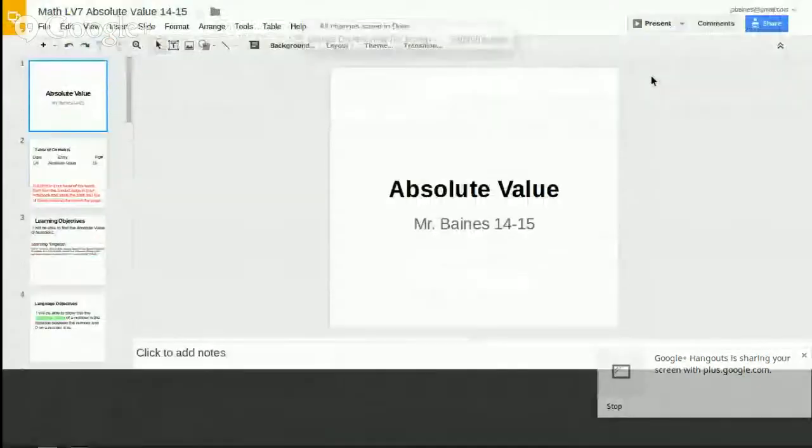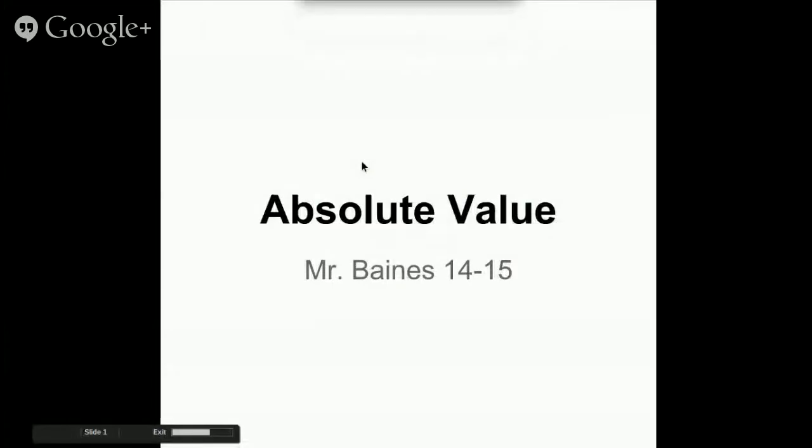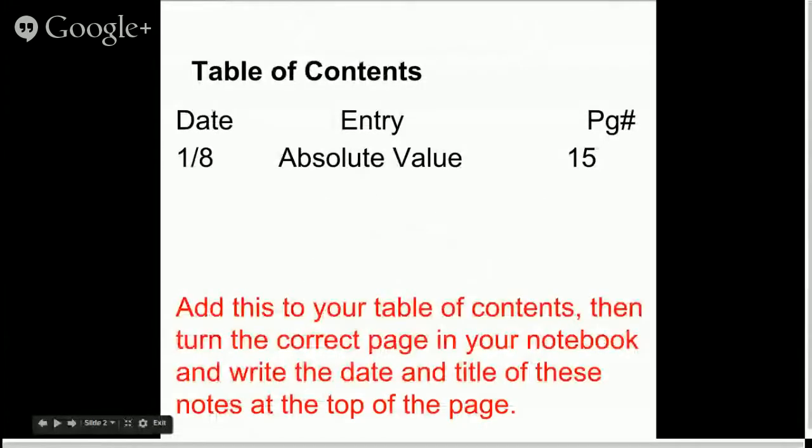All right. As always, first things first is add it to your table of contents. So add this to your table of contents. Your page number might be different. Just make it correct in your book. Go ahead and pause it.